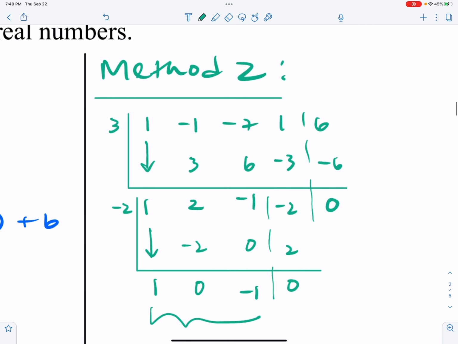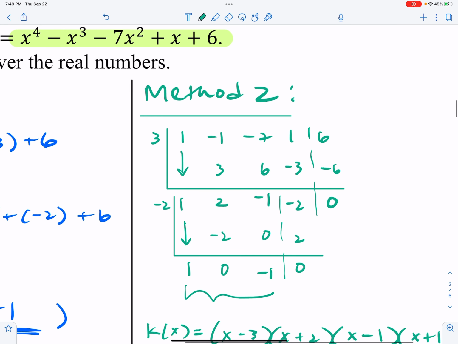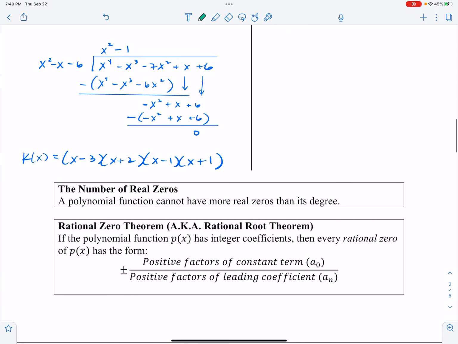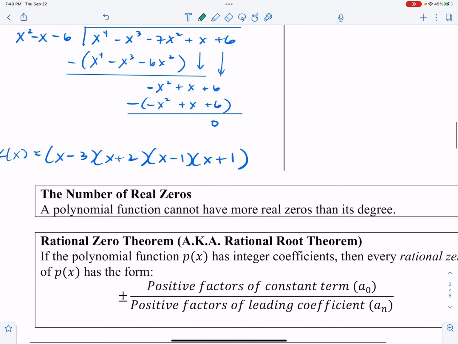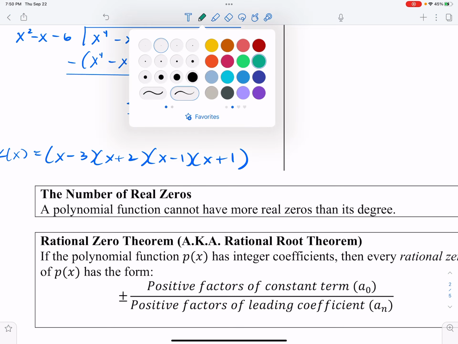And if you got a remainder for either of those values, they would not be zeros, therefore they would not be factors of k of x. And then you'd be kind of stuck, at least for now. So the number of real zeros for a polynomial function can't be more than its degree. This is the way it's written in the book, but I feel like it should actually state a polynomial function cannot have more distinct real zeros than its degree.